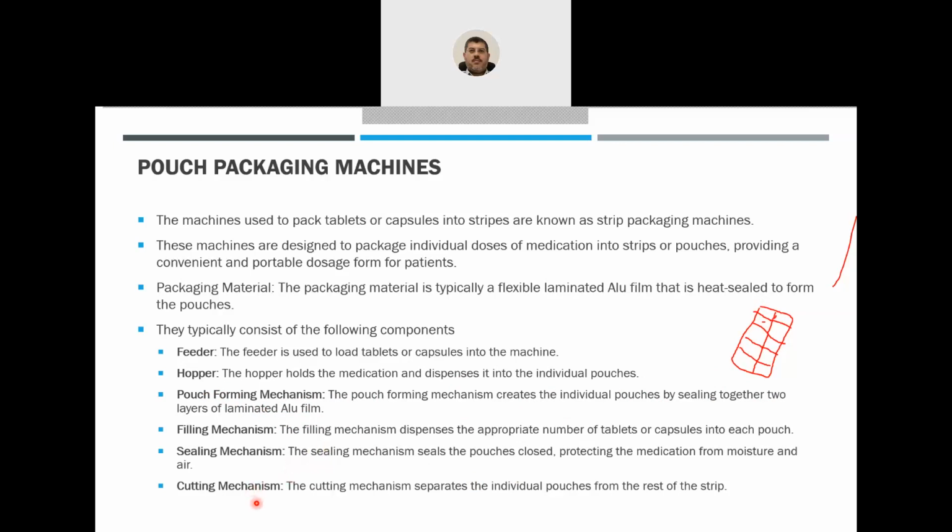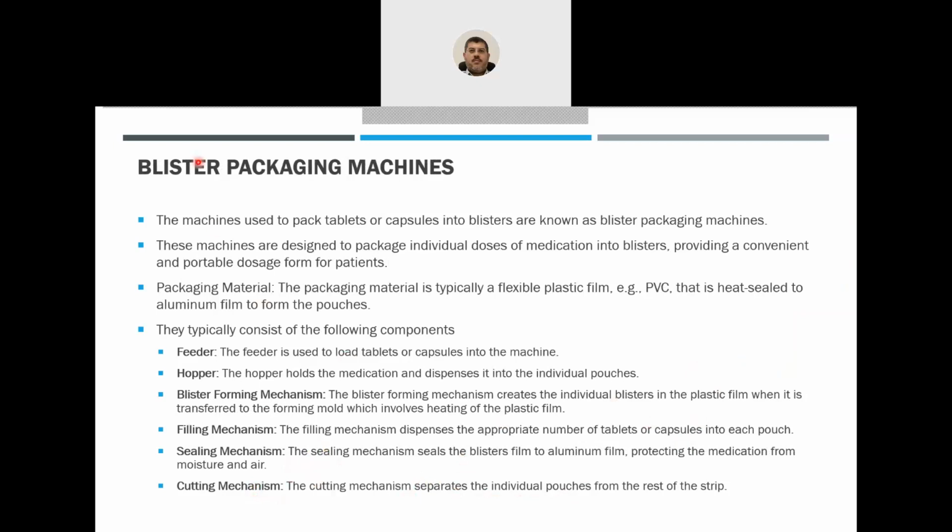And then the last thing is the cutting mechanism, because you have a continuous roll, but you want, for example, strips, each of them containing 10 tablets. So there will be a cutting mechanism to cut the size you want that contains the number of tablets you want. Blister packaging machines work with the same principle.